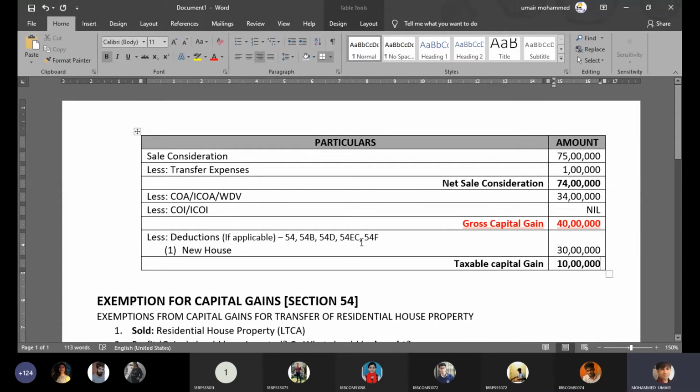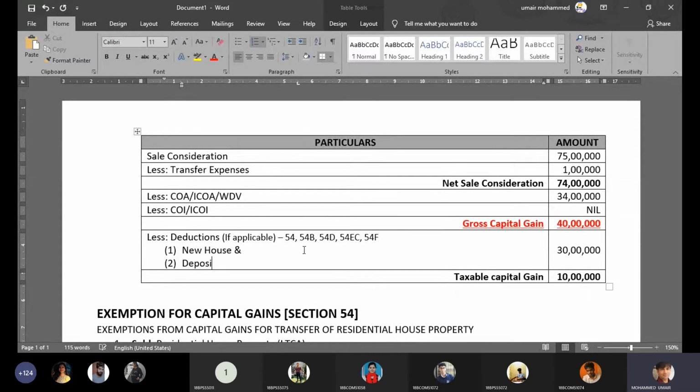But let's say in order to avoid paying tax, I also deposit another 10 lakhs in the capital gain scheme. What will happen to my taxable capital gain? Taxable capital gain will become nil. Or assume the value of my new house is actually 39 lakhs, but anyway I've deposited more money in the capital gain scheme. What will happen here? My tax liability will still be nil. Taxable capital gain will still be nil.